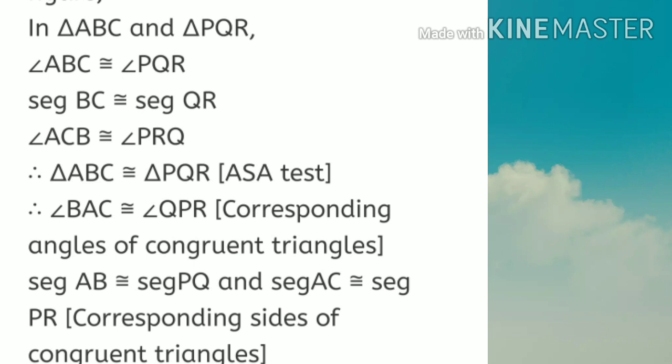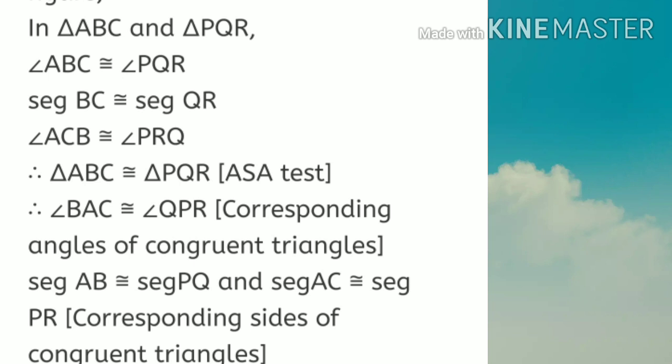In triangle ABC and triangle PQR, angle ABC is congruent to angle PQR. Segment BC is congruent to segment QR. Angle ACB is congruent to angle PRQ, given. Therefore, triangle ABC is congruent to triangle PQR by angle side angle test, that means ASA test.